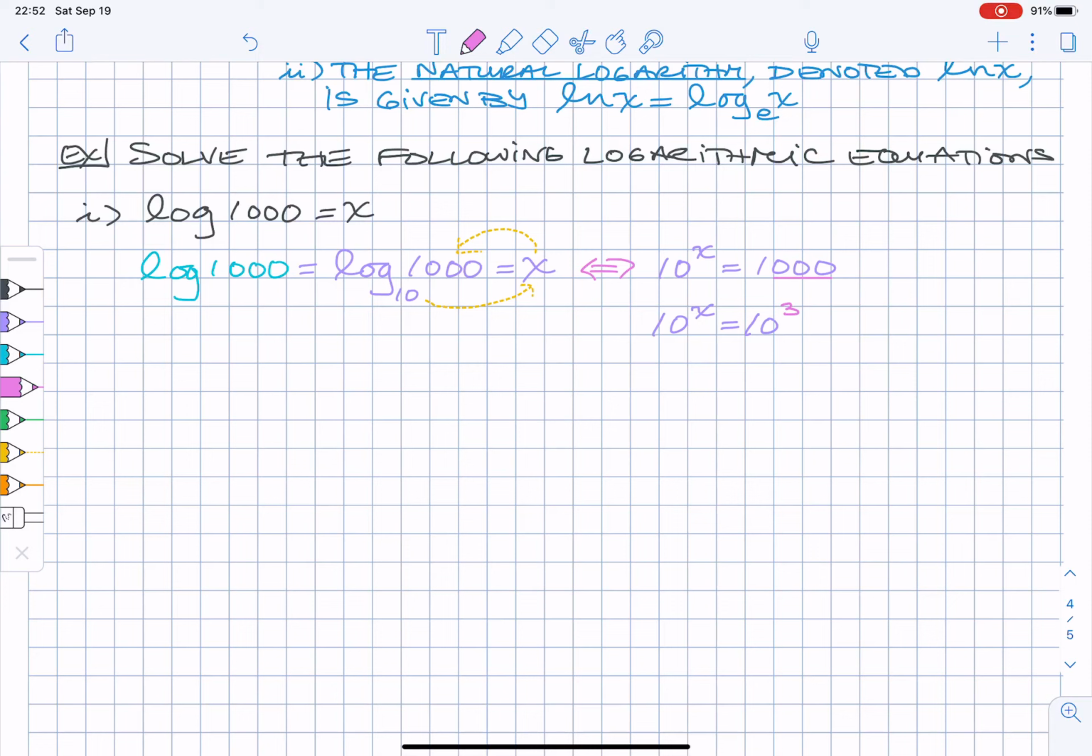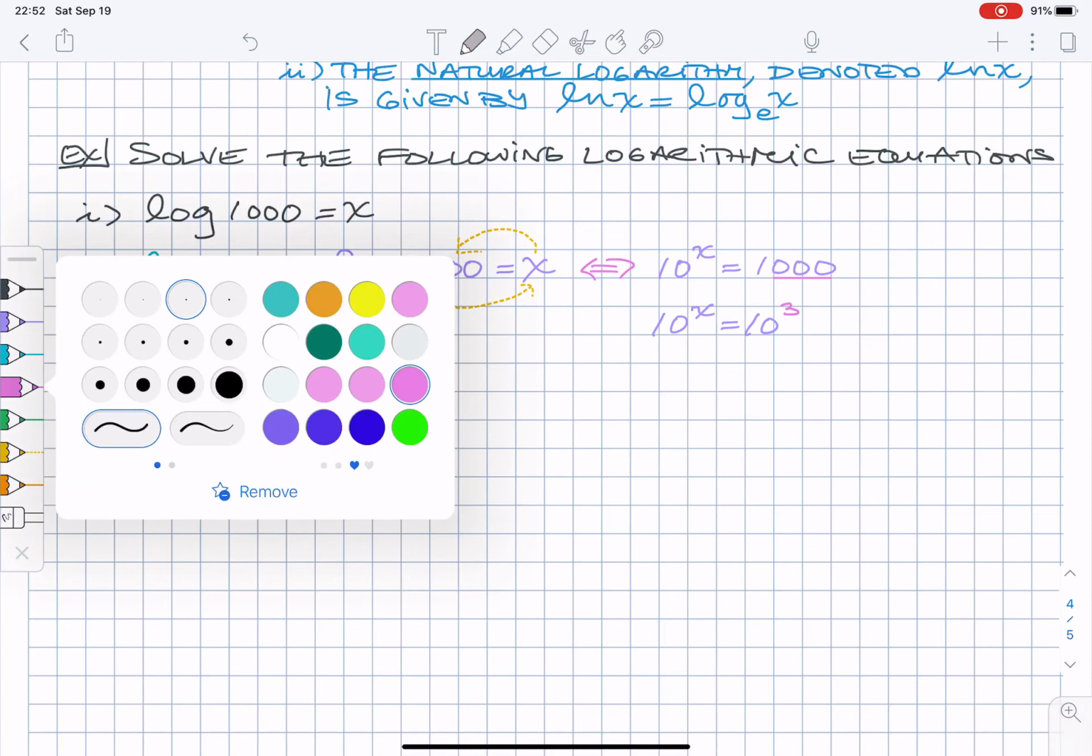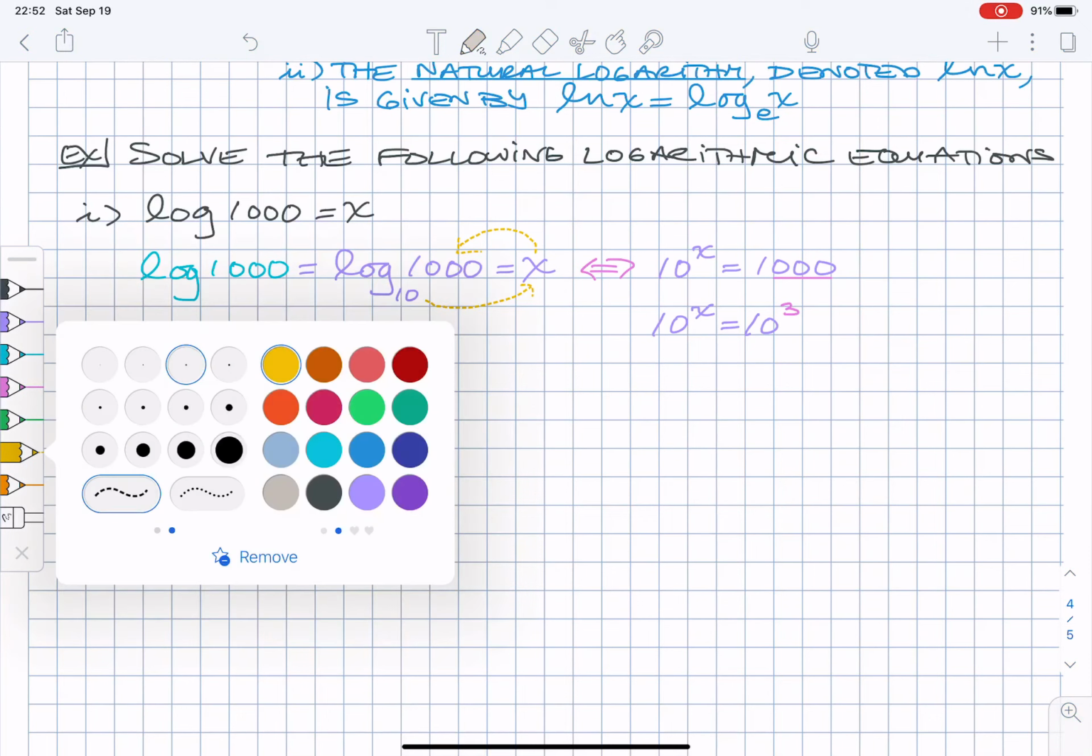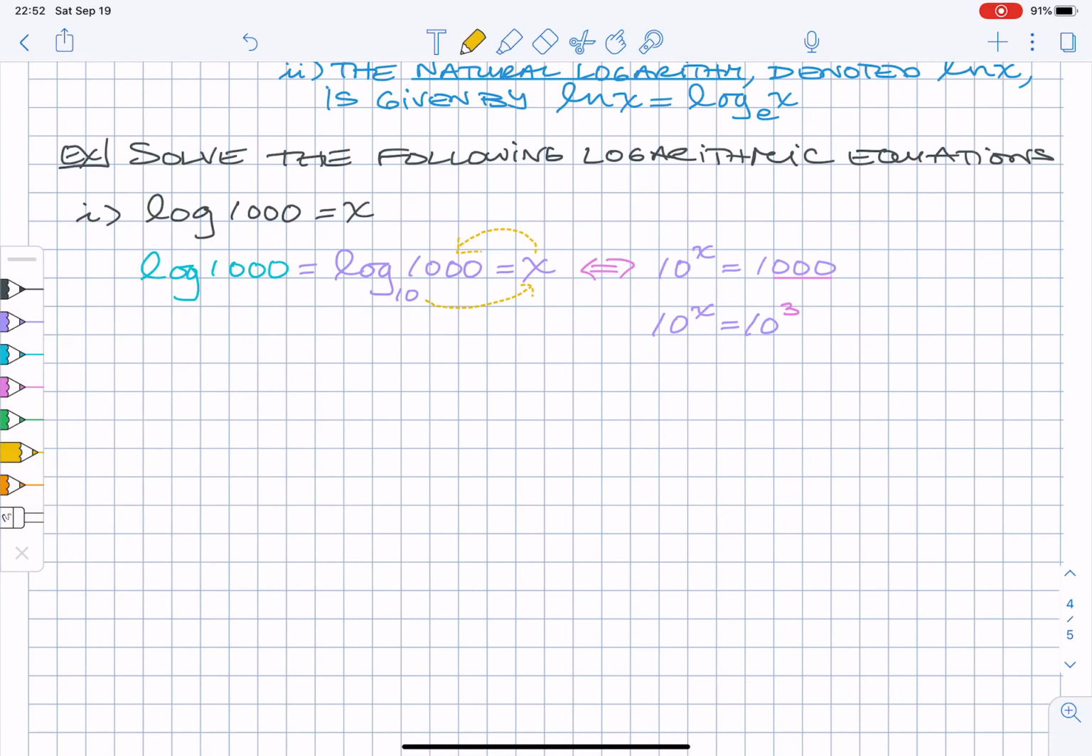Okay, so now I can equate the two exponents. What this means is that the exponent x must be the same thing as the exponent 3. And there we are. We've solved for x. So we can say therefore, log of 1,000, remember it's common log, is 3.